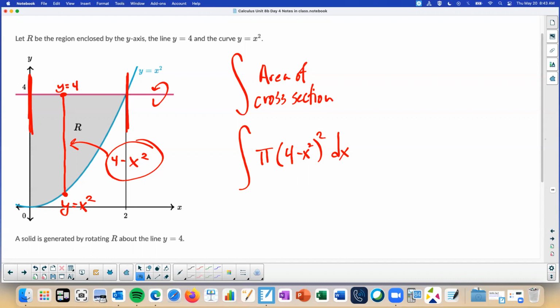So our bounds go from x equals 0 to x equals 2. That's generally the number one mistake I'll run into, is somebody will write 0 to 4 on accident.